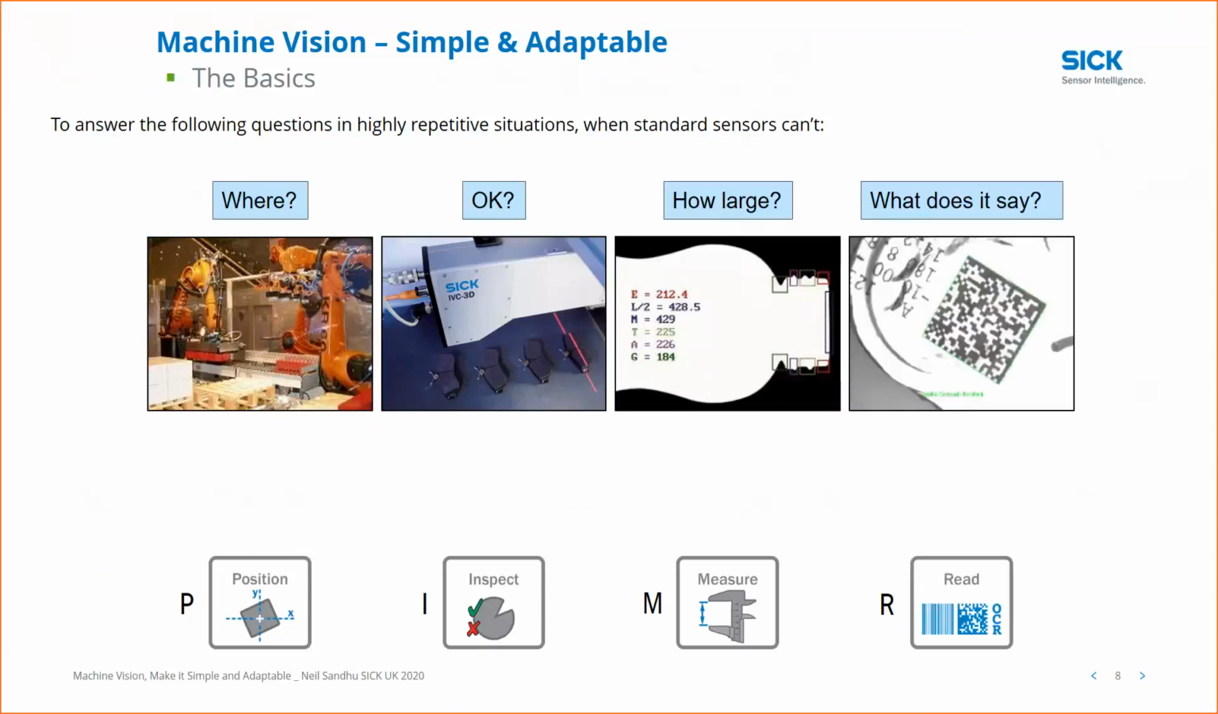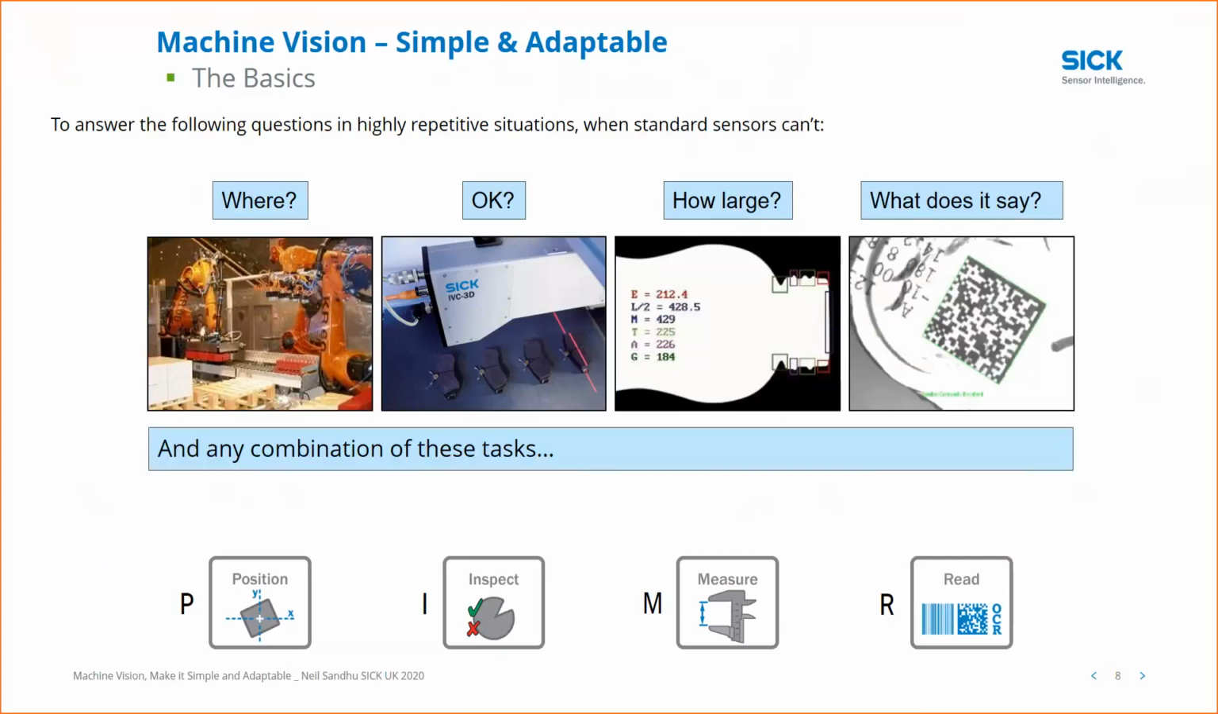Or are we required to read something? Is it the barcode? Is it a data matrix code, as you see there? Or is it some printed text on packaging that could be needed to be verified? It says what it's supposed to say, and is it legible? So typically, these are the main application kinds of areas that we see with machine vision.